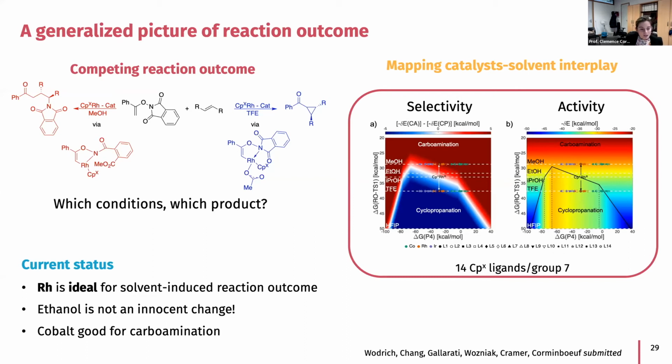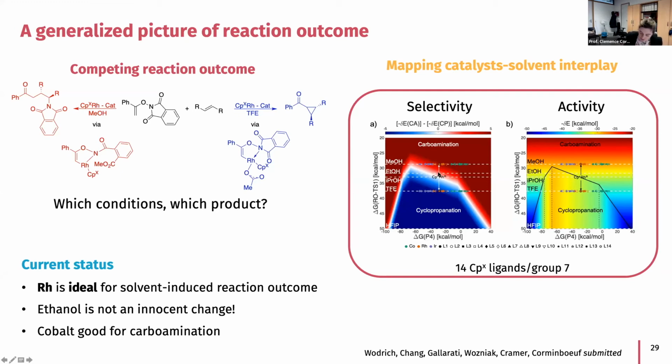What we want, there are many things based on this map that we're trying to evaluate experimentally. One being that ethanol is not an innocent change. You might think that going from methanol to ethanol, nothing will be different. But actually, if you go to ethanol, you can see that with the same catalyst, the selectivity is much worse. It's this kind of very light red region.